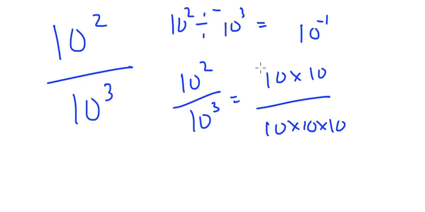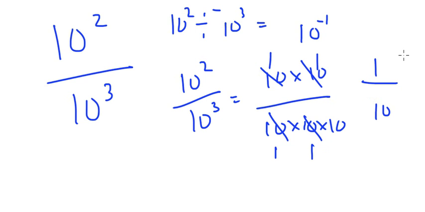These 10s cancel out and become 1. These 10s cancel out and become 1, and we're left with the 10. So 1 times 1 is 1, times 10 is 10, and we end up with 1 over 10 to the 1, which, well, 1 over 10 is actually equal to 1 over 10 to the 1. It's really the same thing. 1 over 10 is equal to 1 over 10 to the first power.